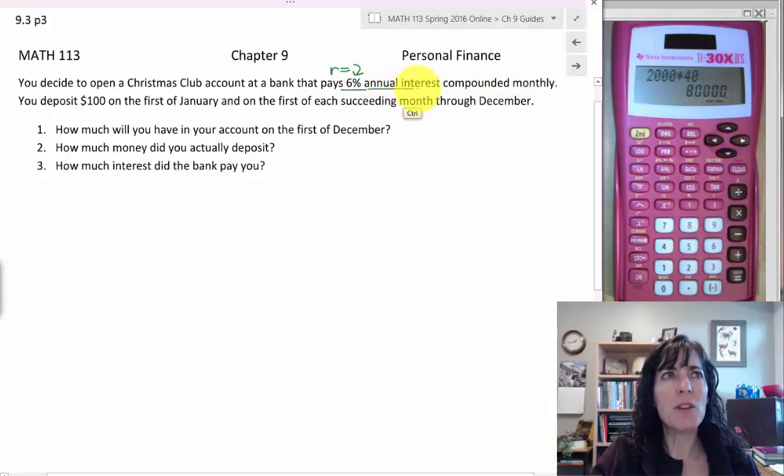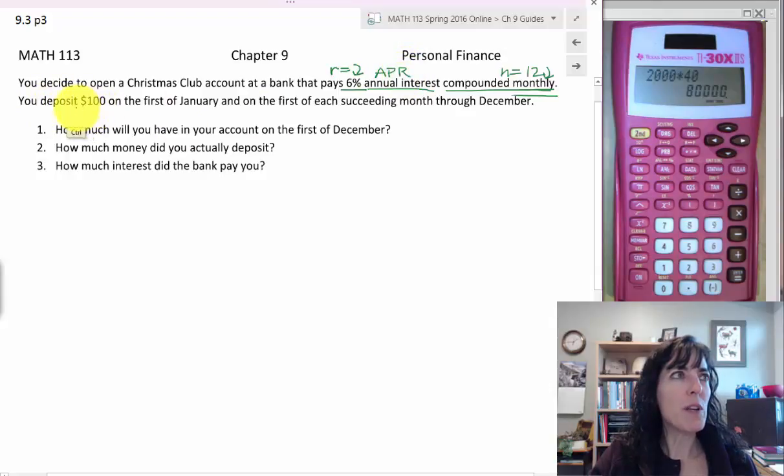So this annual interest thing, sometimes you'll see that, but since it's saying compounded monthly, we're going to ignore the annual interest part and say, okay, that means my N is 12 because it's monthly compounding, and this annual interest is just another way of saying APR.